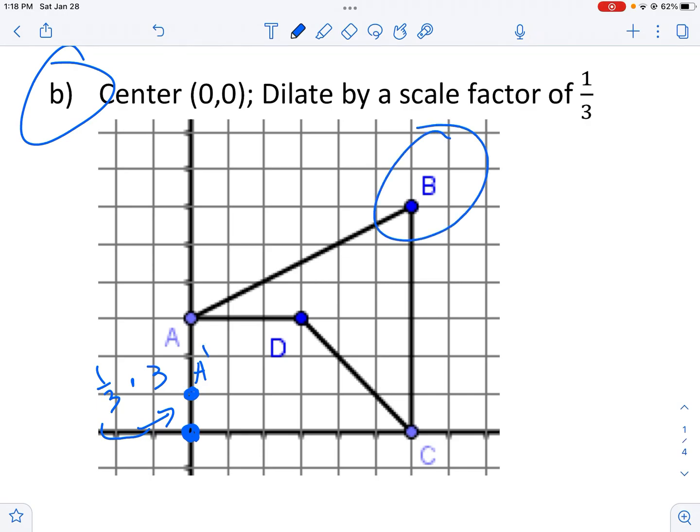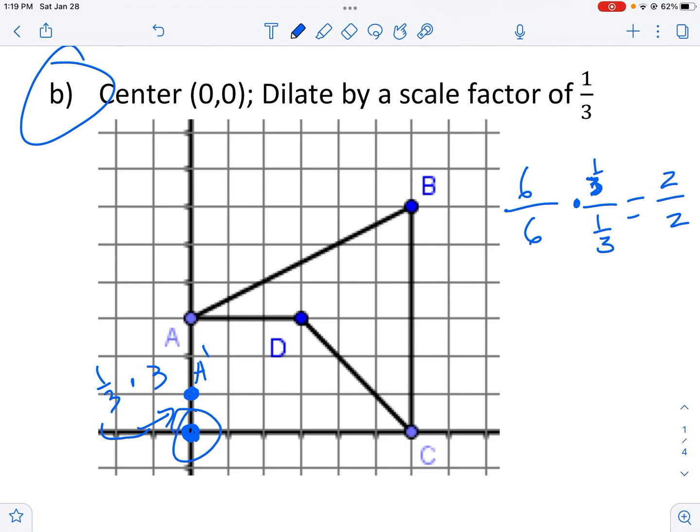Let's do something a little bit more interesting here. We got the point B, which is at 6, 6. Or if you're looking at slope, it went up 6 and right 6. And we're going to take both of those and times by 1/3, on top and on bottom, which is going to give me 2, 2. So the slope from my center here, I just need to go up 2 and right 2. And that'll give me my point there for B prime. And you can do that for all the points. So D here, it went up 3 and right 3 from my center.